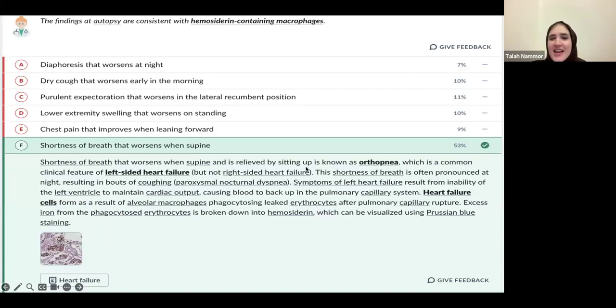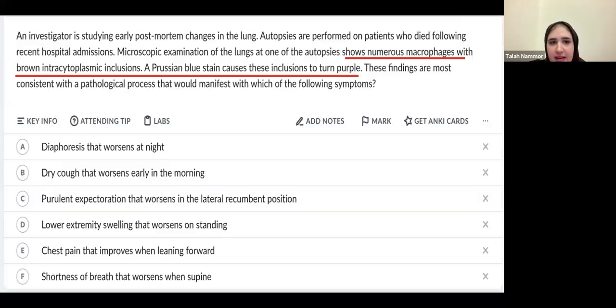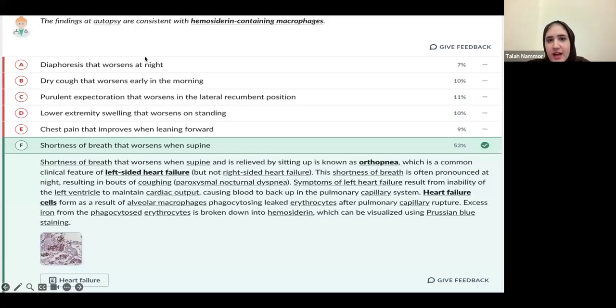It's actually it, because we're having hemosiderin containing macrophages. Okay, this is heart failure. Asbestosis, what you said was correct, but the brown thing, it's not. They're talking about brown intracytoplasmic inclusions. This is very high yield for the brown, the lipid, the hemosiderin containing macrophages. Hemosiderin containing macrophages are usually found when we have heart failure.